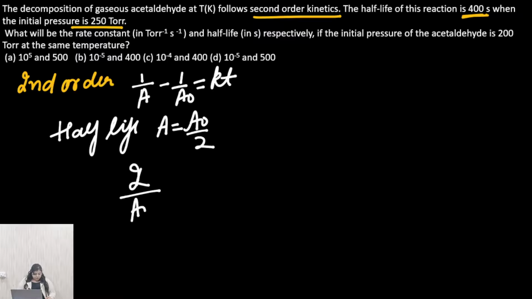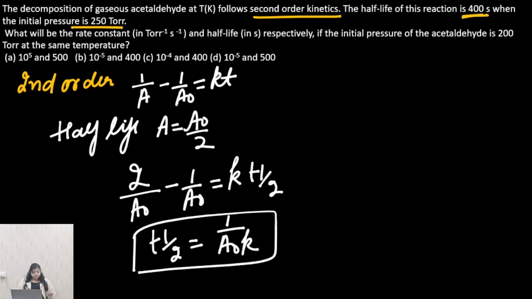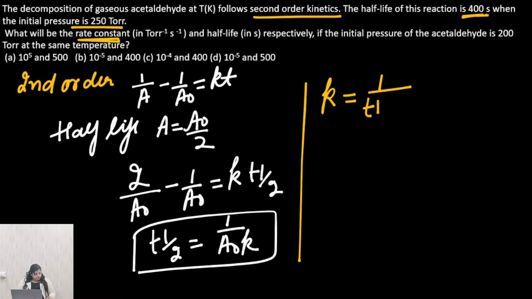You will get 2 by A naught minus 1 by A naught equals K T half. So the T half value we get is 1 by A naught into K. This is the T half for your second order reaction. Here the value of T half is given to us, which is 400 seconds, and the initial pressure, the A naught value, is also given. They are asking us to find the rate constant, so the K value will be equal to 1 upon T half into A naught. Substitute the values of T half and A naught.